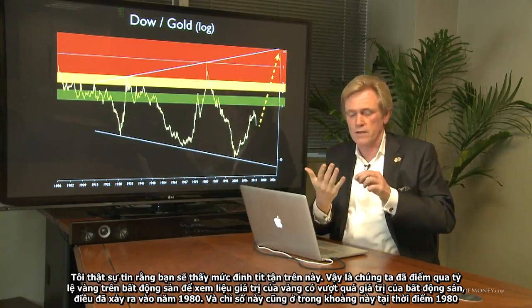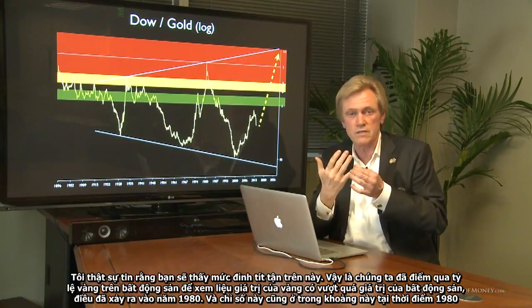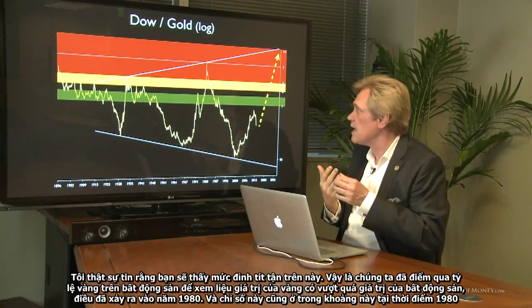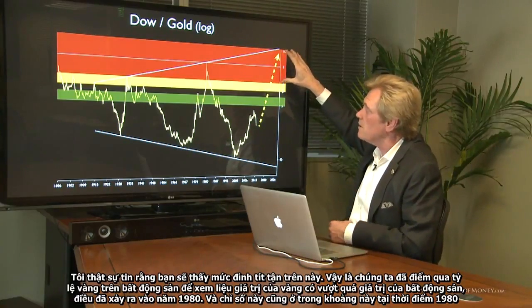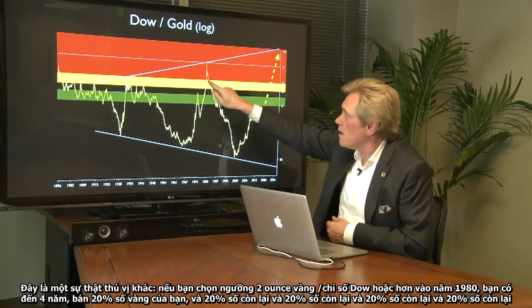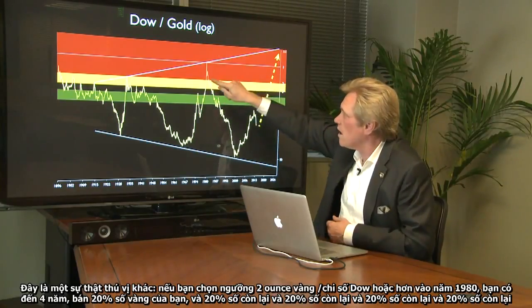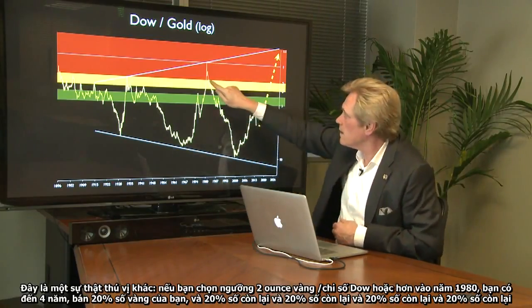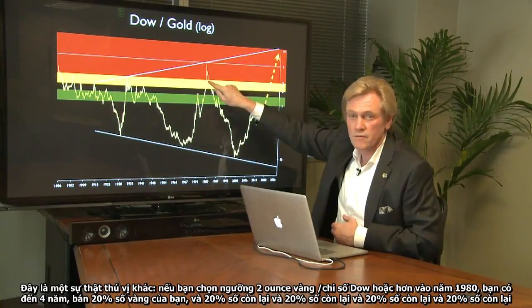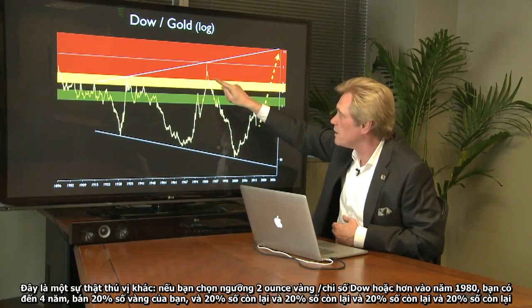And so what we're looking for is the gold real estate ratio, for gold to exceed its value against real estate that it had in 1980. And then this to also be up in this range at the same time. Here's another interesting fact, that if you pick 2 ounces of gold and higher to sell at, in 1980, you could have taken a full year and sold 20% of your gold, and then 20% of the remainder, and 20% of the remainder, and so on.